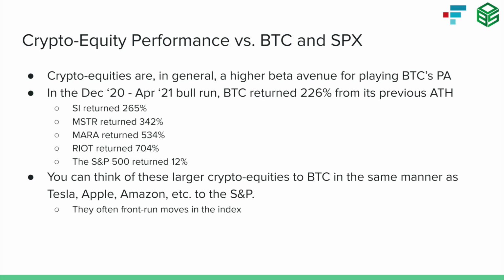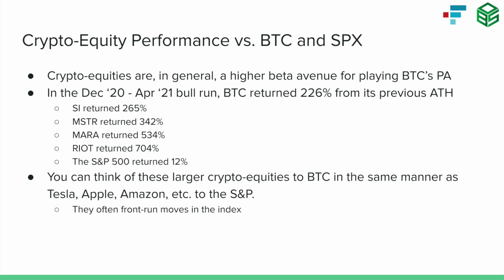I like to think of those larger cap crypto equities to Bitcoin in the same manner as your big cap Tesla, Apple, Amazon is to the S&P. And it's not exactly the same. Obviously, the S&P 500 is a stock index. So if Apple, Amazon are starting to perform really well, they drag the index higher, which obviously isn't true for Bitcoin. Bitcoin is not a stock index.